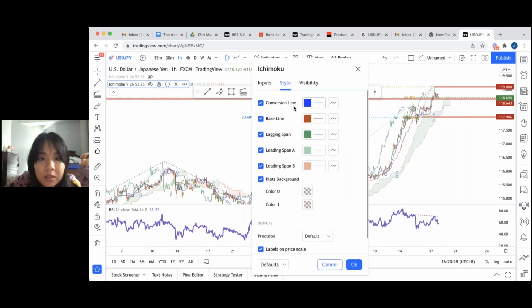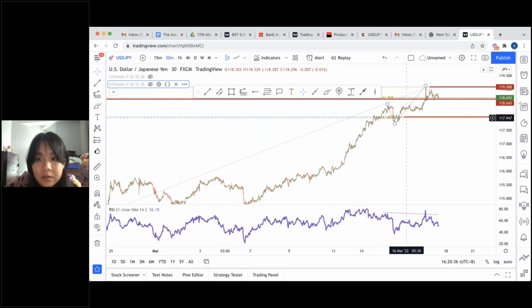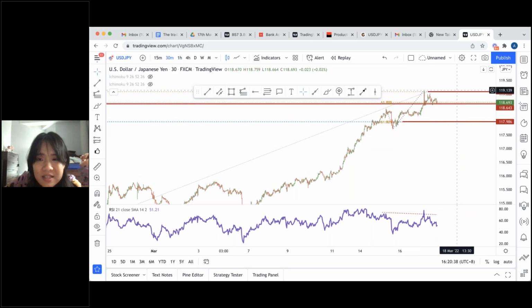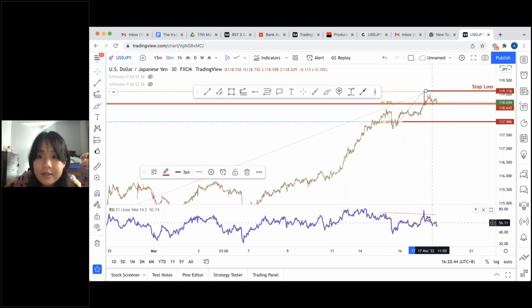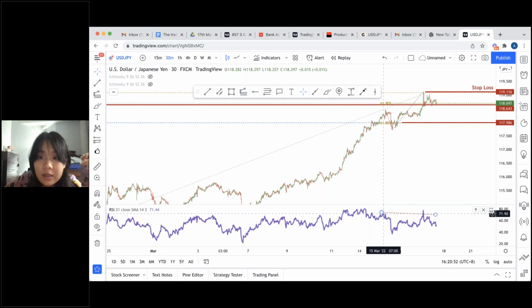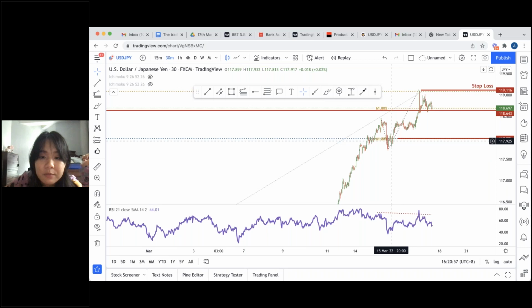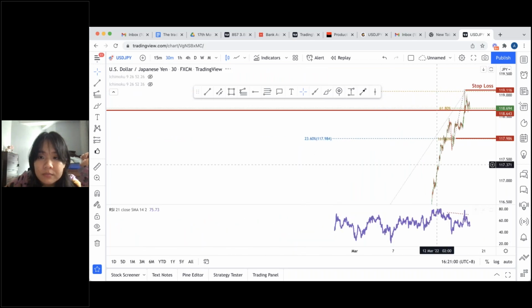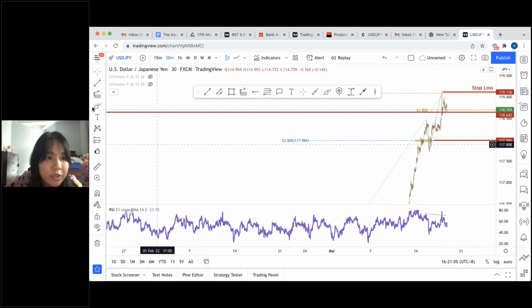My Ichimoku is not working. Ichimoku is not telling me much actually. I'm going on 30 minutes. I wouldn't say this is the best setup, even though there's a divergence on the RSI. On the hourly, I don't think it's the best setup in my opinion, even though there's a Fibonacci confluence here. So trade at your own risk.